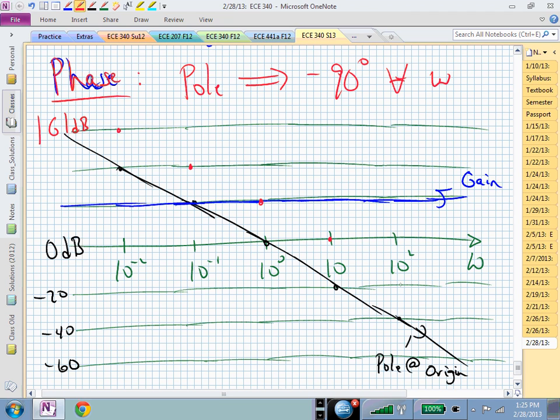And our total then, magnitude sketch, should be parallel to that black line, and it should just be 20 dB above that black line. This is now the magnitude, or the total magnitude response. Questions on that?